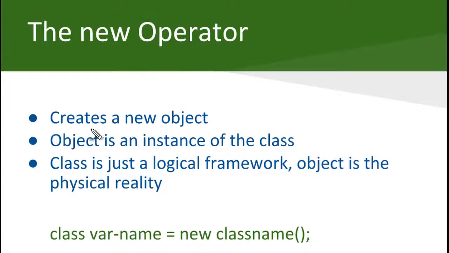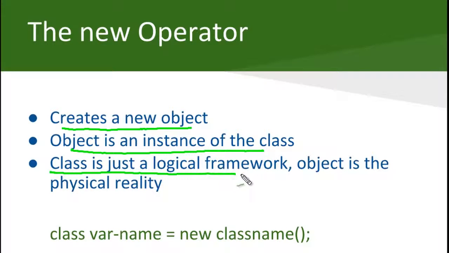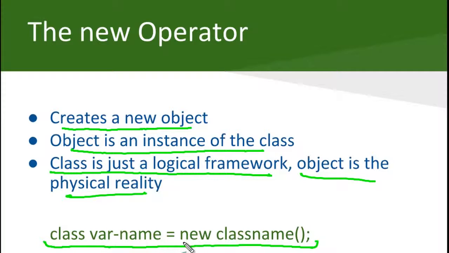Now what the new operator is doing, it's basically creating a new object, and we know that an object is an instance of the class. But remember, class is just the logical framework. Object is the actual physical reality. And this is the syntax of creating a new object. We use the new keyword, and we write the class name, the variable name, new keyword, and again the class name using open close parenthesis. And this will create the object.